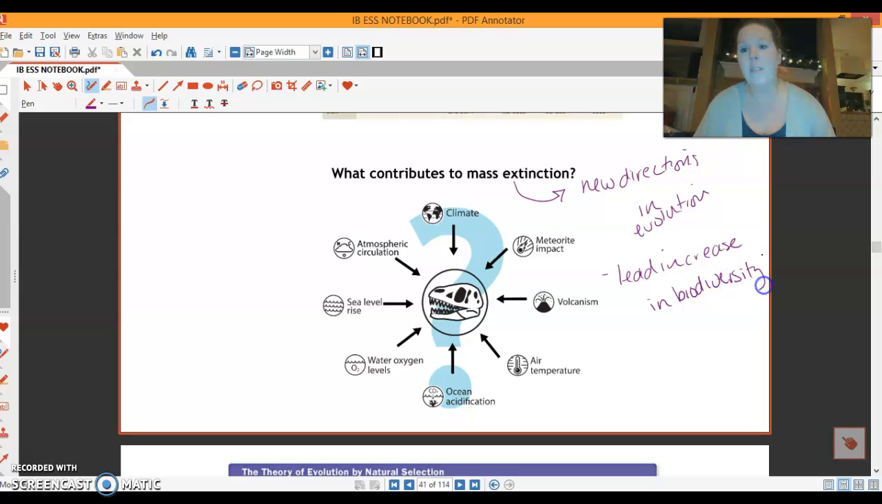Okay, so you would have an initial drop in biodiversity, and then the remaining organisms that are left have to repopulate, which would then cause basically an explosion of different types of life.